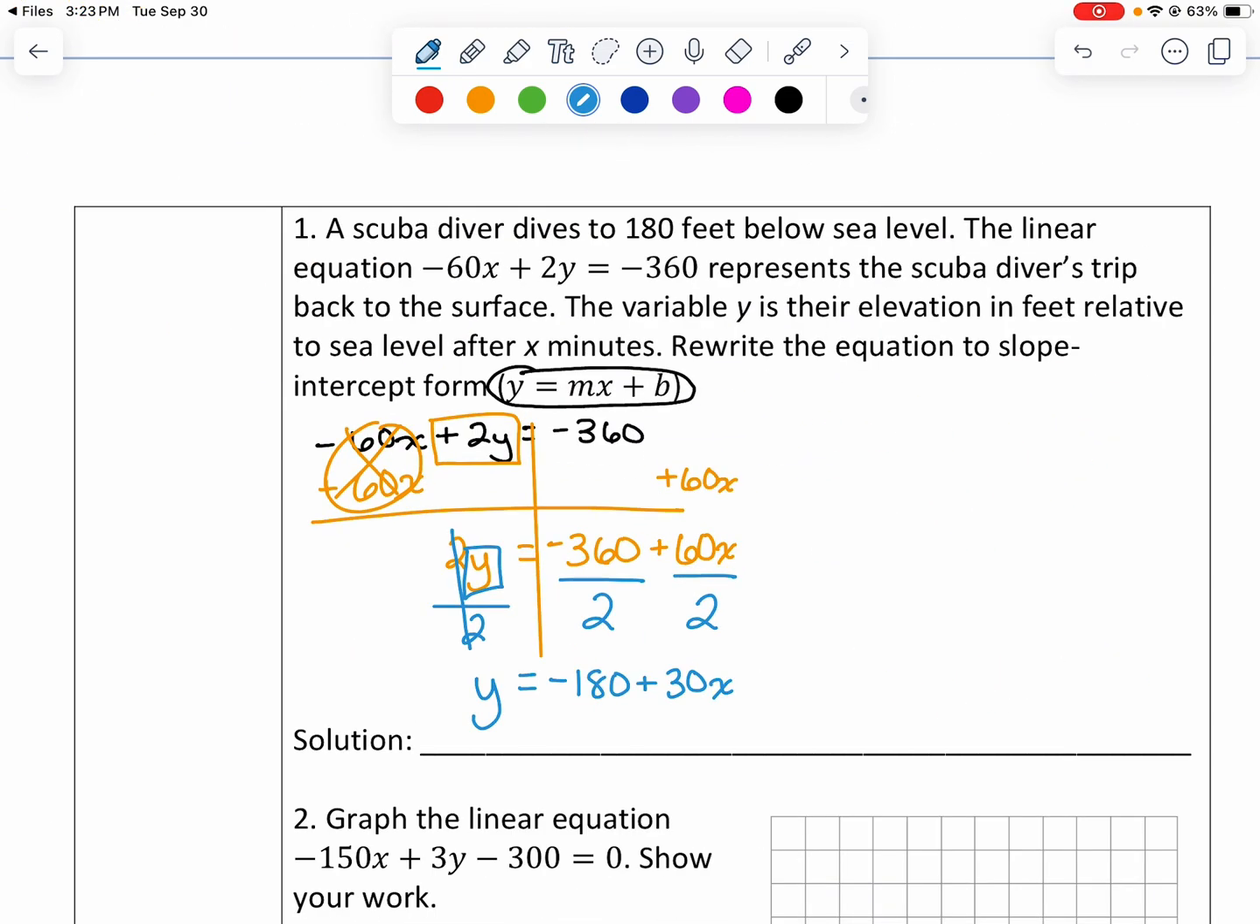Now you might be saying, Miss Garza, but that's not in slope-intercept form. It's not y equals mx plus b. We can just rewrite it so that these are in the correct order. Okay, so our solution is y equals 30x minus 180.